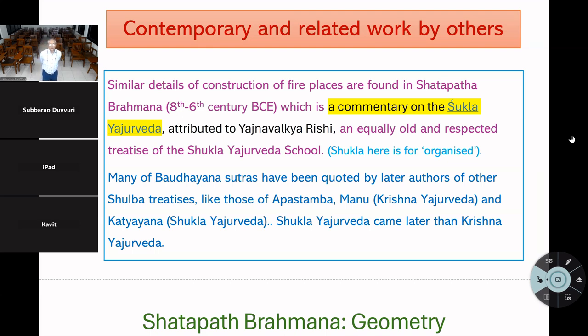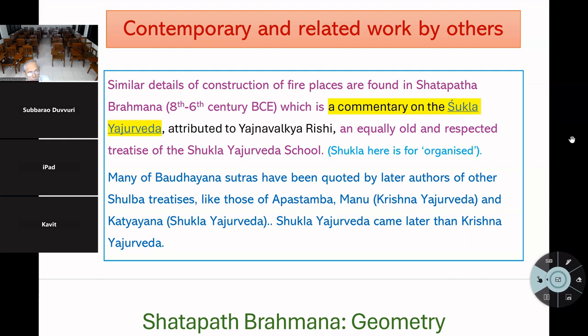So this Shatapatha Brahmana also discusses geometry, which was required for the construction of altars. And Apastamba and Manu are Krishna Yajurveda people, and Katyayana is a Shukla Yajurveda person. So he comes later as compared to the people who work for Krishna Yajurveda.